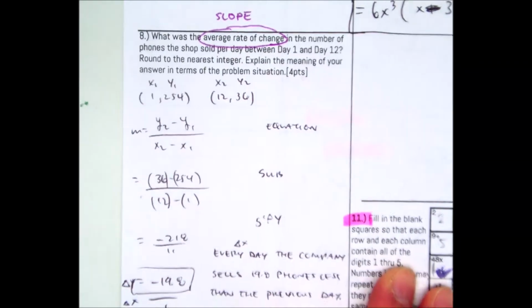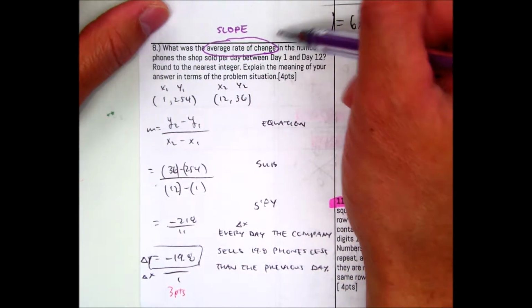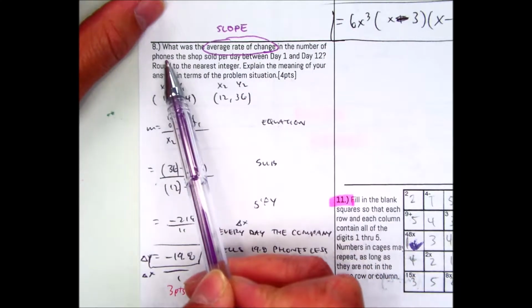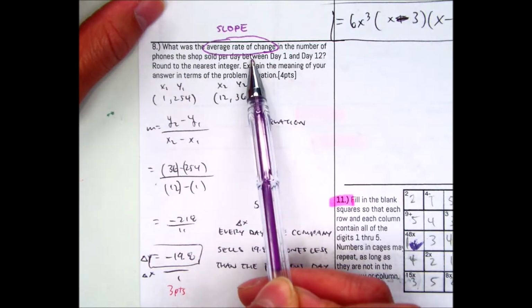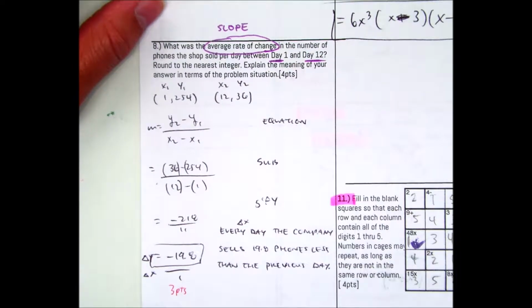That's all it is. They just make up fancy terms for things you've already learned for the same formulas. What was the average rate of change in the number of phones the shop sold per day between days 1 and day 12? Now, I don't know.